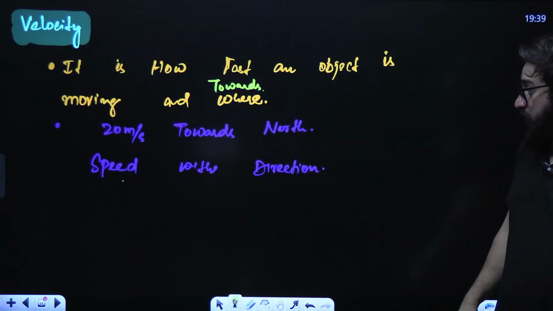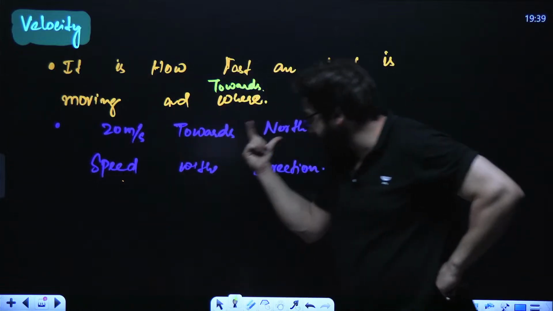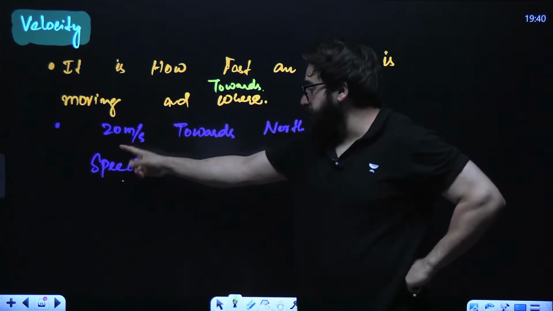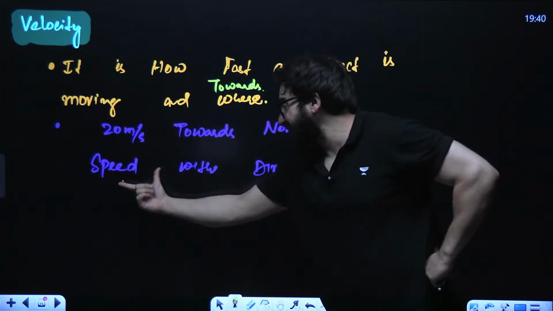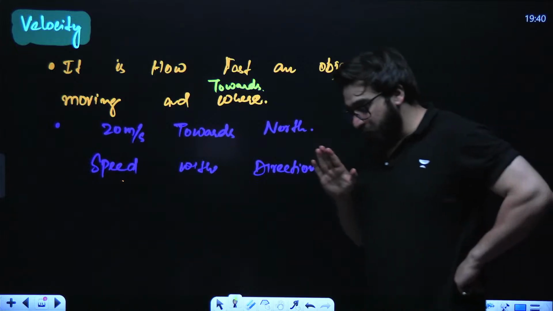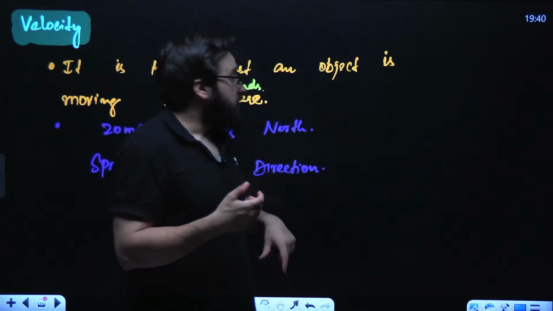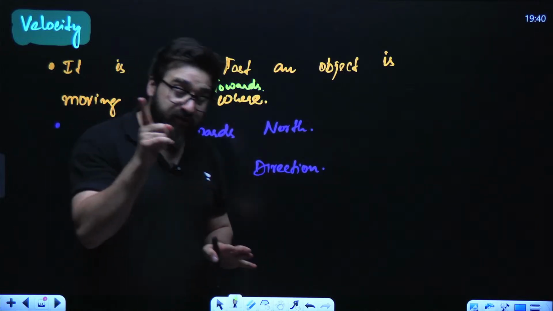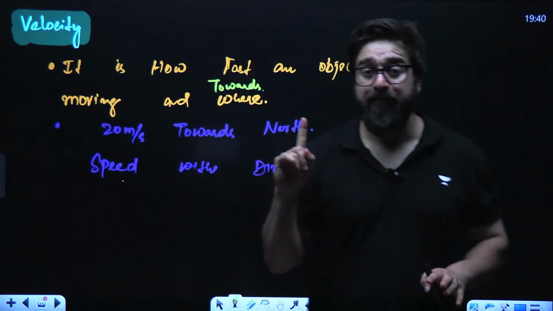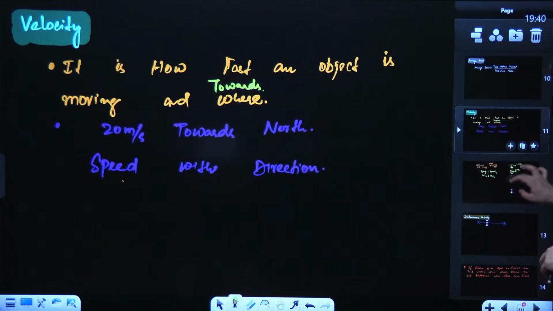Okay, along with the direction. So we can also say it is called the speed with direction. So 20 meter per second towards north. Speed with direction is what we call the velocity. So whenever you say velocity, along with velocity you have to mention the direction also.